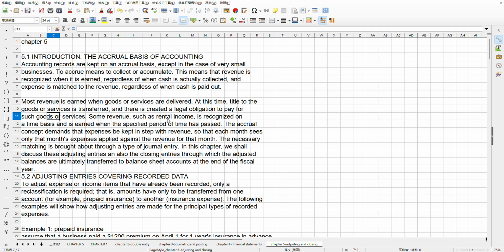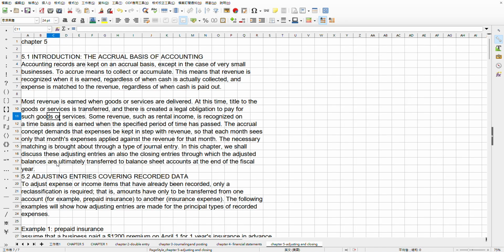Some revenue, such as rental income, is recognized on a time basis and is earned when a specified period of time has passed. The accrual concept demands that expenses be kept in step with revenue, so that each month sees only that month's expenses applied against the revenue for the month. The necessary matching is brought about through a type of journal entry.